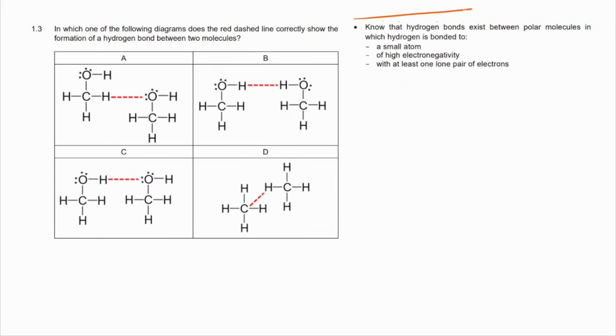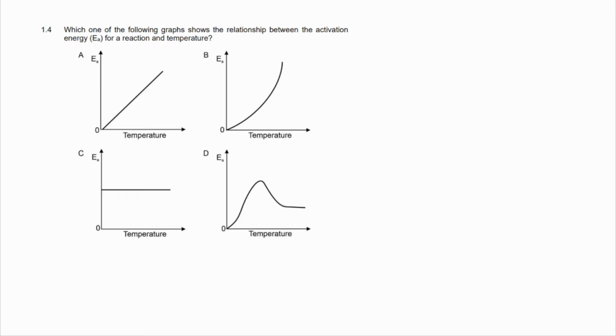Okay. All right. I wrote it before, but this is what you need to know. This is from the SAGs. You need to know this as a definition, that hydrogen bonds exist between polar molecules in which hydrogen is bonded to a small atom of high electronegativity, with at least one lone pair of electrons. But it's normally just enough for our purposes.